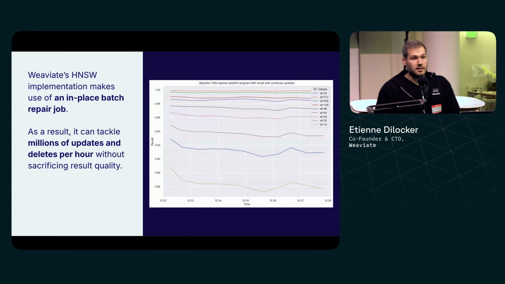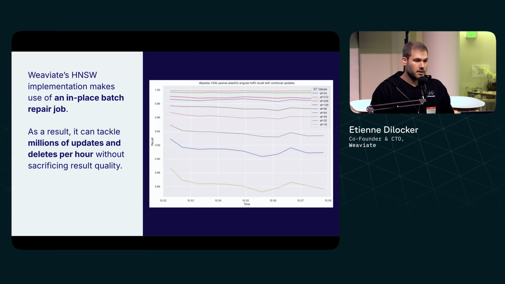Next big question is, how do we even deal with so many deletes? Like in this case, I think we peaked at 100 million deletes in a single day, and our SREs were definitely sweating that day. How do you do that in HNSW in general? Can HNSW even do this? There are blog posts out there that would say it can't. Well, Weaviate's HNSW implementation can, because we have this in-place batch repair job that continuously rebuilds, or not rebuilds, but repairs the graph and keeps the graph integrity.